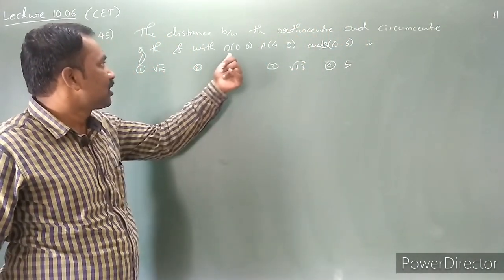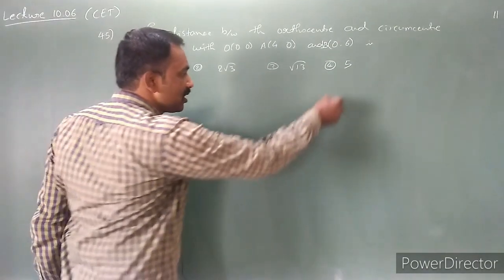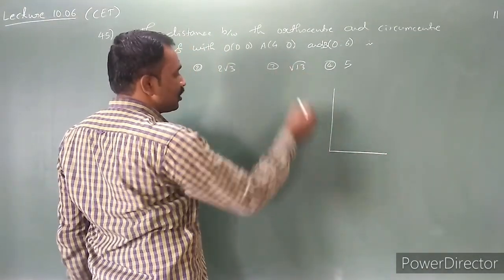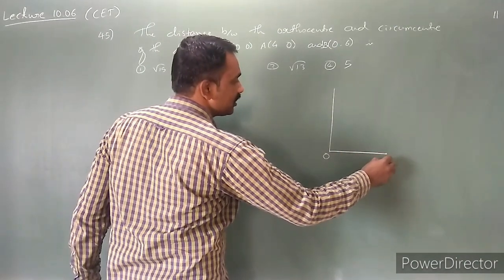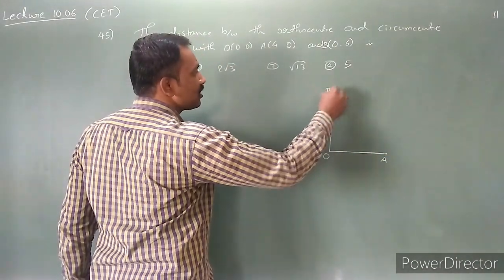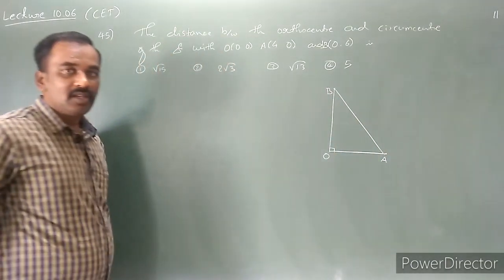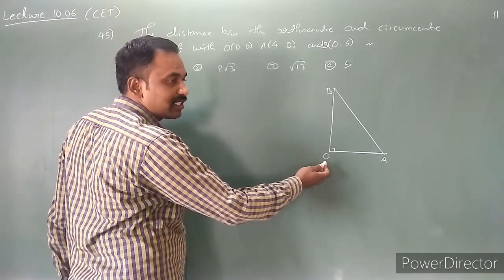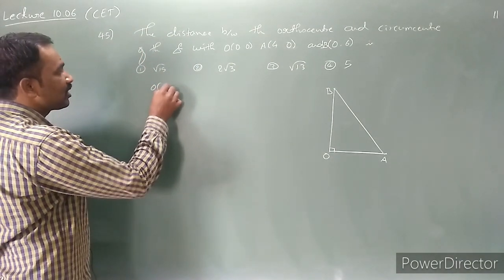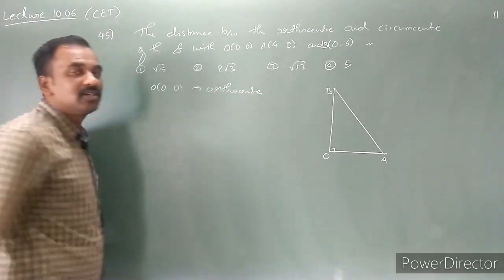How do you find the orthocenter? One point is the origin, one point is on the x-axis, and one point is on the y-axis. A is the point on the x-axis, B is here 0, 6, the point on the y-axis. So here it is a right angle triangle. Now, for a right angle triangle, the orthocenter is the vertex where the 90 degree angle is. That is our required orthocenter. The orthocenter of the given triangle is the origin.